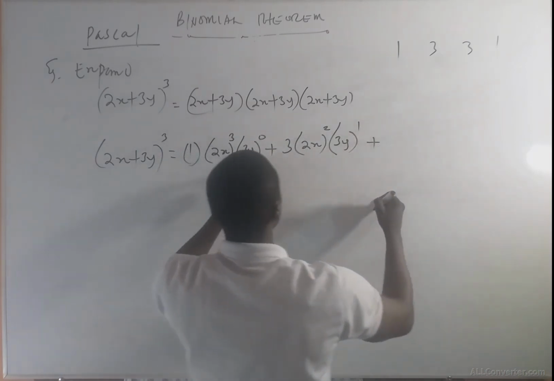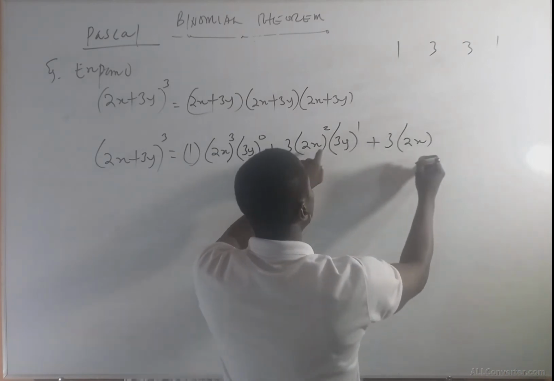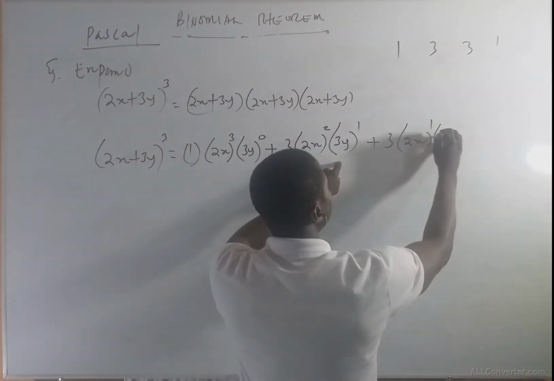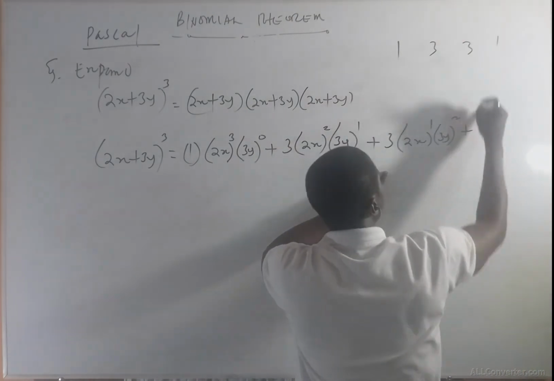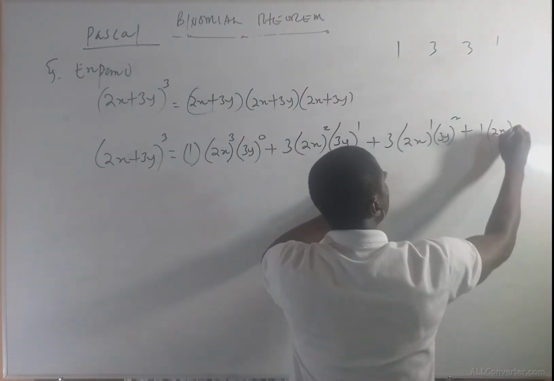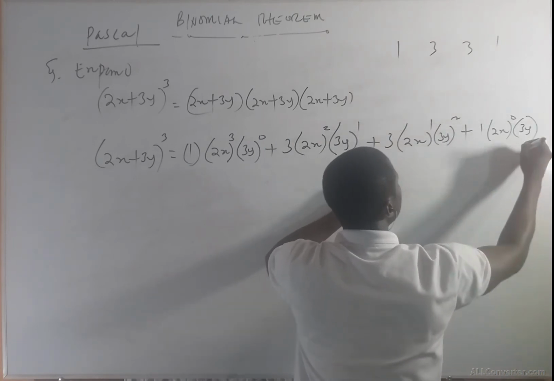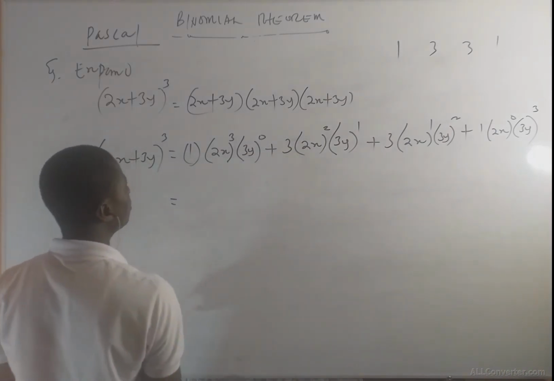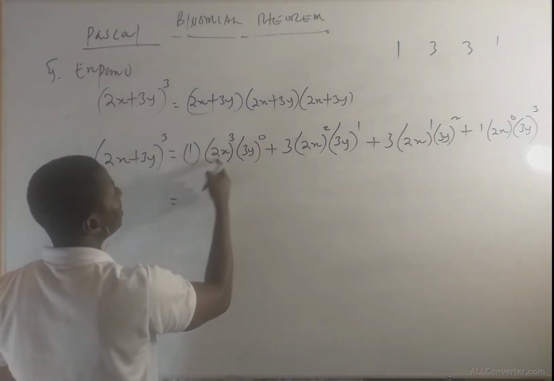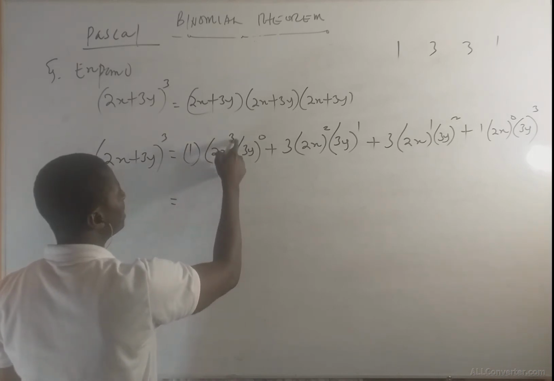Then the next coefficient is also 3. Then 2x will decrease from 2 to 1, but the 3y will increase from 1 to 2. Then the next coefficient is 1. Then you have 2x decreasing from 1 to 0, and the 3y increasing from 2 to 3. Then you simplify. So we have 1 times anything, we are getting the same thing. So we have 2x all exponent 3.